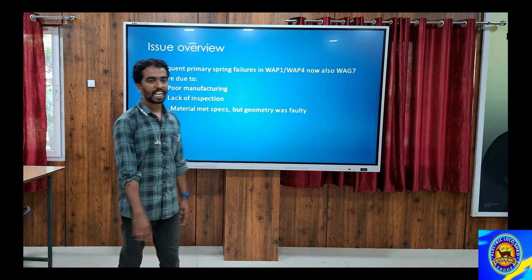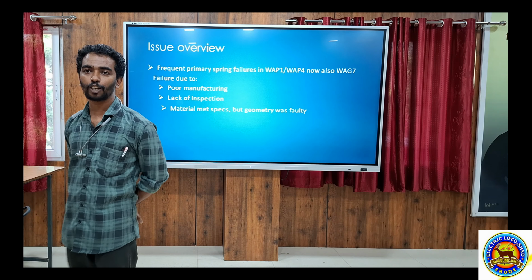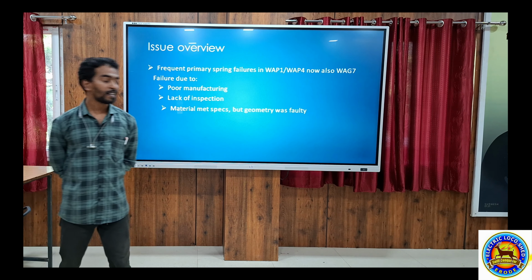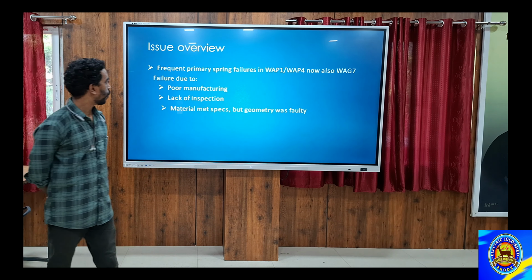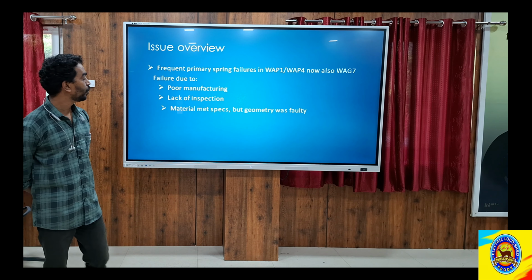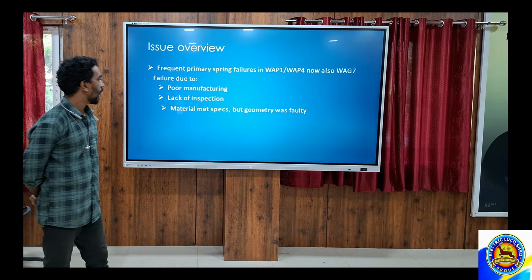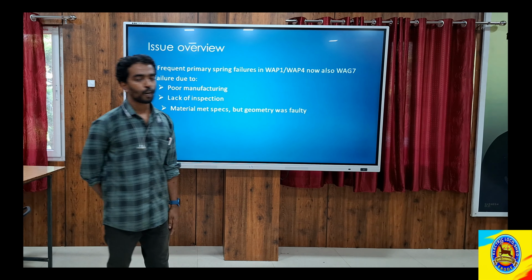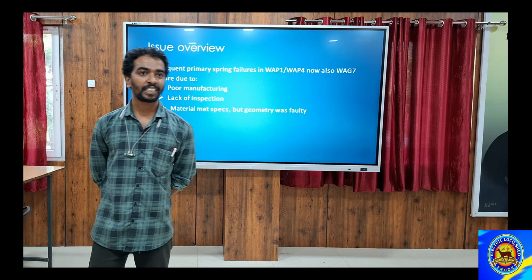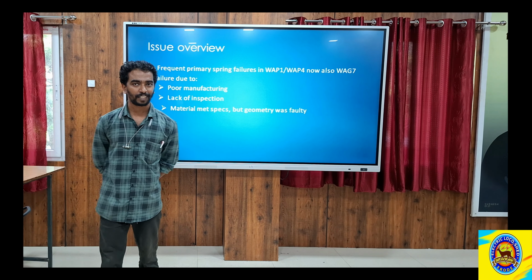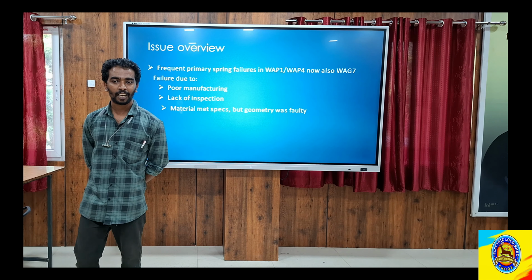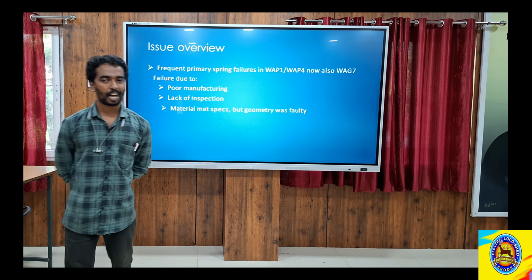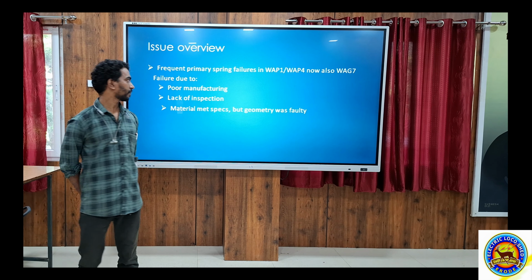Next, we are studying why spring failure is happening. After studying all this by RDSO and several railways, we came to know that this failure is mainly due to poor manufacturing and lack of inspection. The material met the specs, but the geometry was faulty. Geometry means its thickness, its length, its free height. So many geometries are there for the springs. These are all faulty and not as per the requirement.